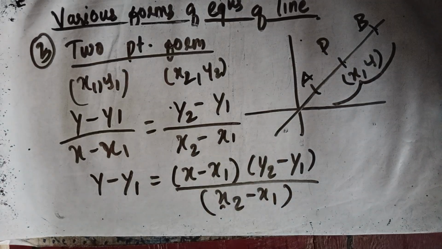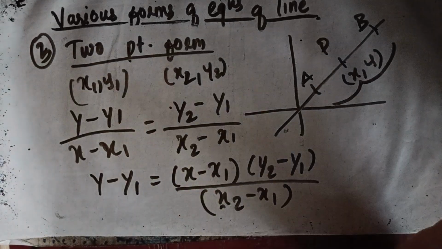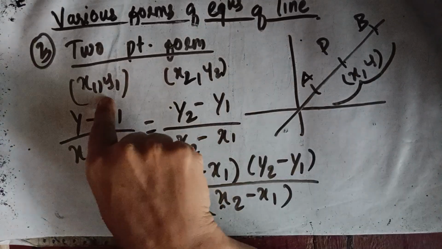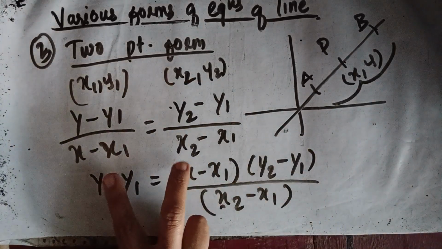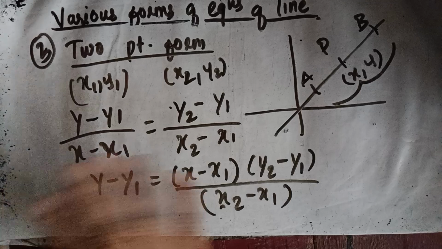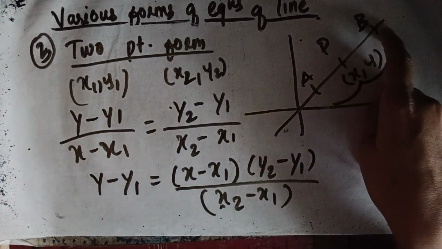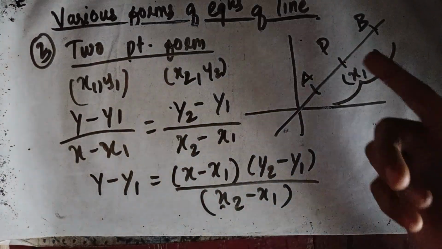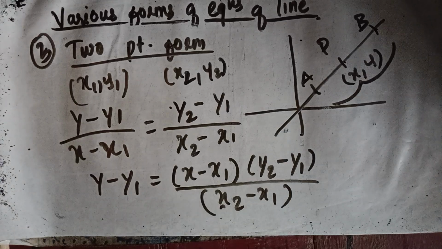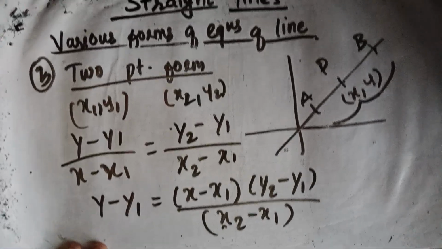So you don't need to learn these forms by heart. You know that if two points are there, then you have to take the slopes of both the lines to be equal, and you have to take one unknown point in between them. Directly you can write the equation.